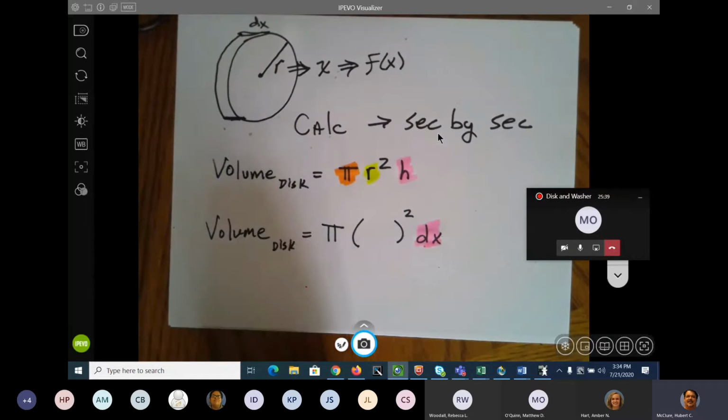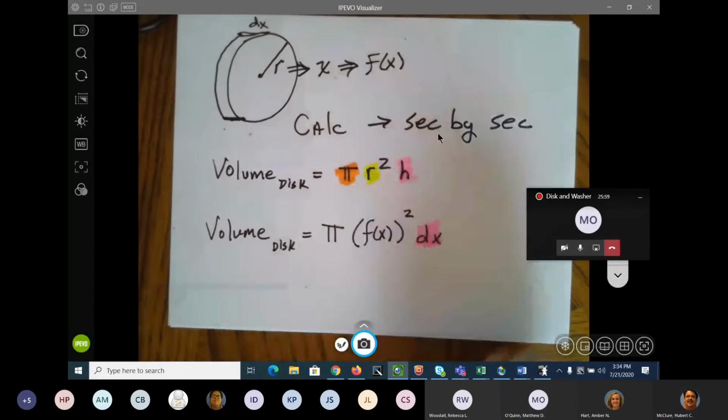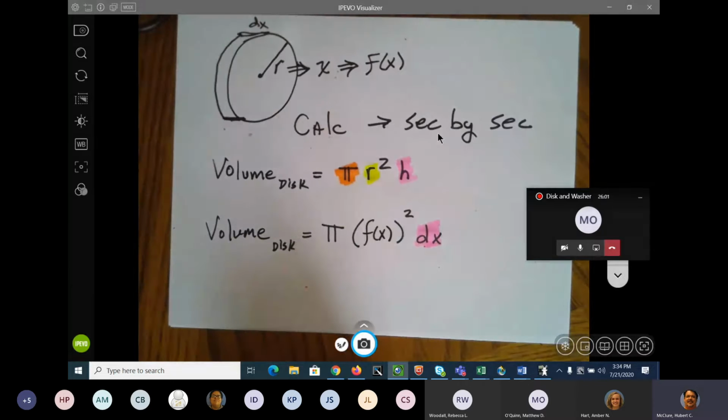I think in your case, Mr. O'Quinn, help me out. Your question, I believe, was f of x is equal to 4x? Or was it 7x? I can't remember. Well, that's going to be right here. I think I have your question in here somewhere.